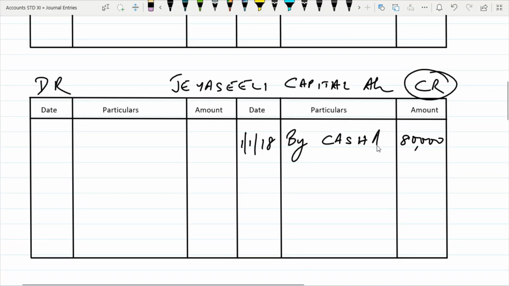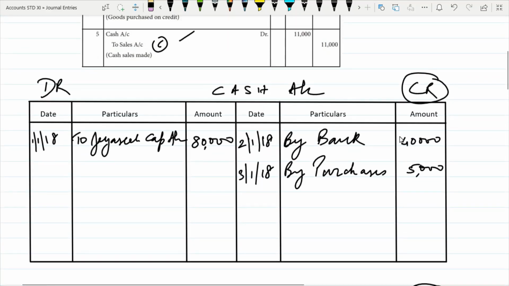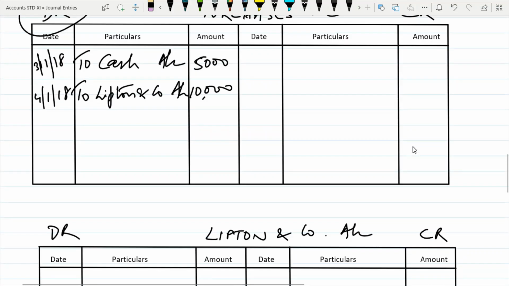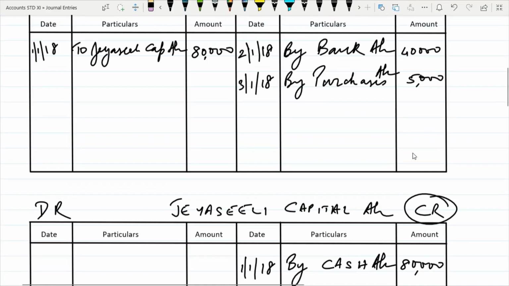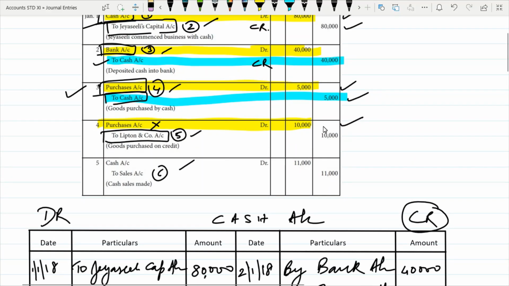Here also, account has to be written. Bank account. Here I have written account. So Lipton and Company. So what we have done here is now we have recorded this. Now let us record the Lipton and Company now.